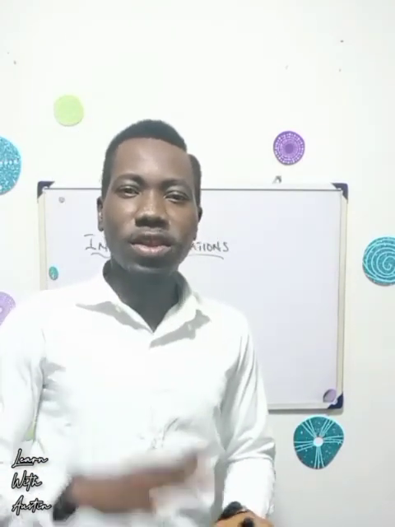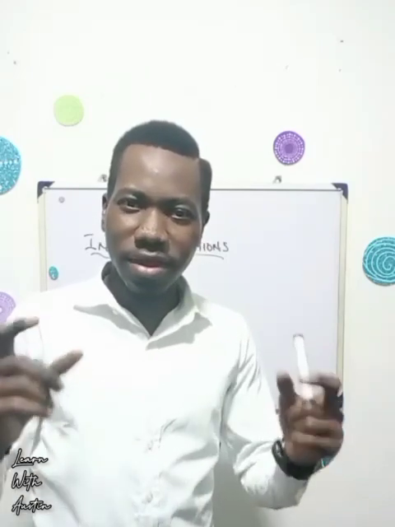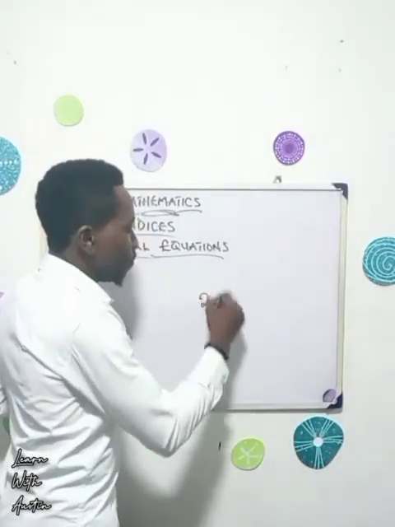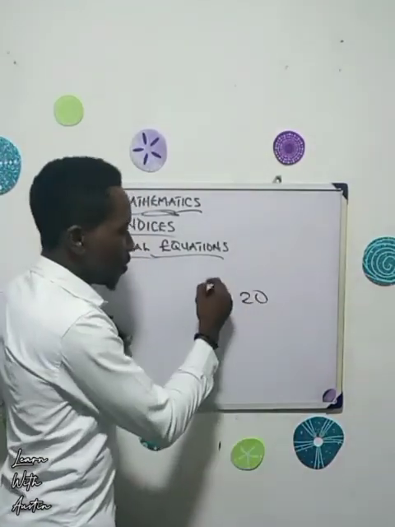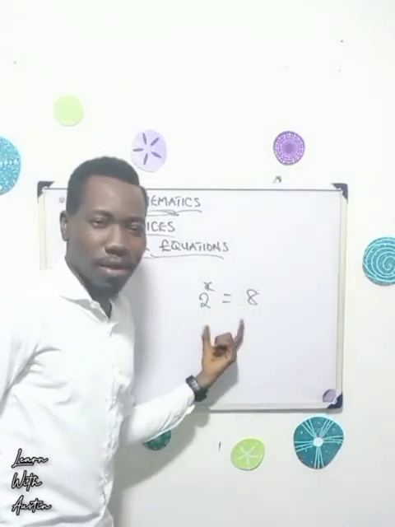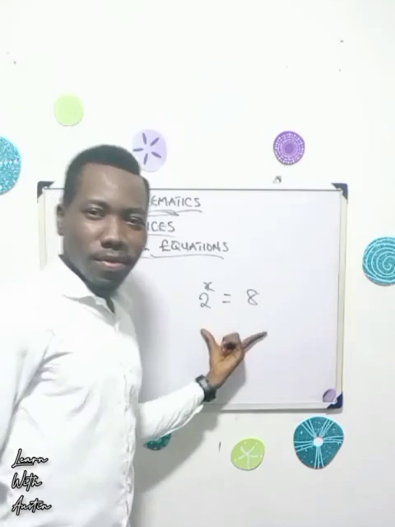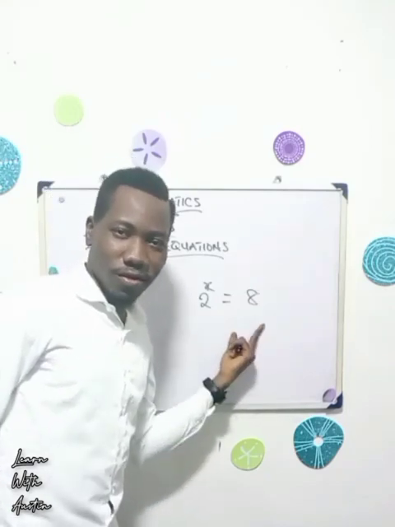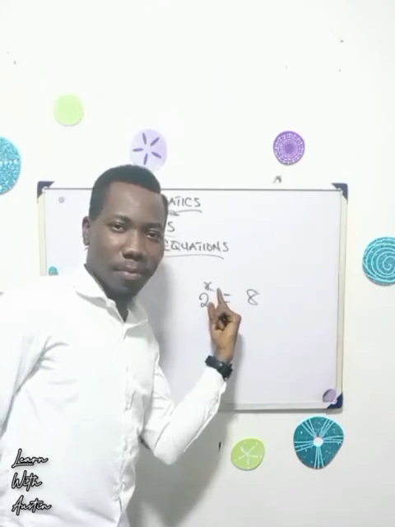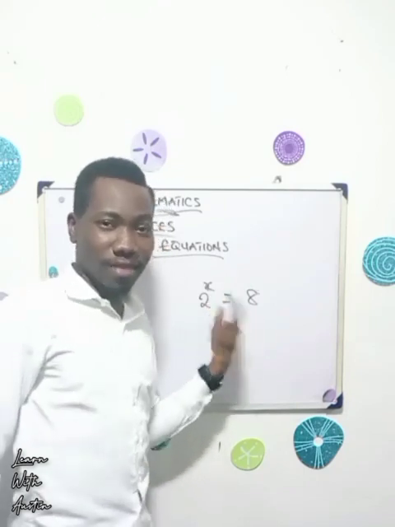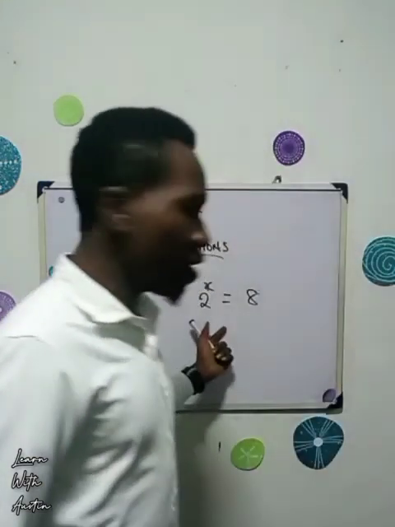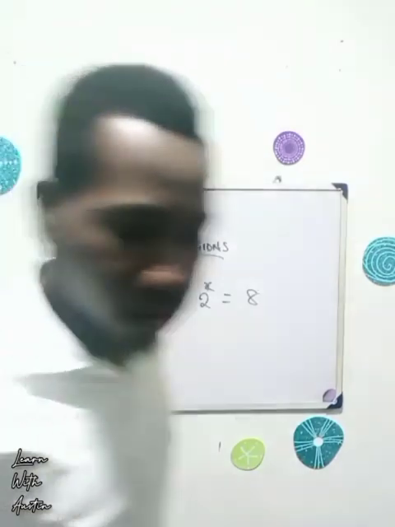Indicial equations are equations that are having indices, all right? So you have an equation like 2 raised to the power x equals 8, for example. Remember when we did the algebra, we talked about equations. So this is an equation, right? And this is having an index. Indices talks about power. So this is an example of an indicial equation.